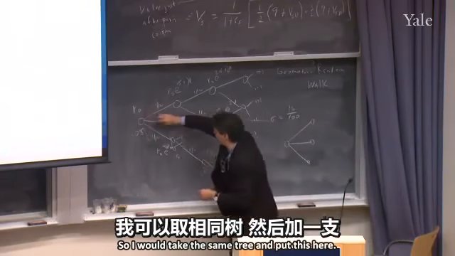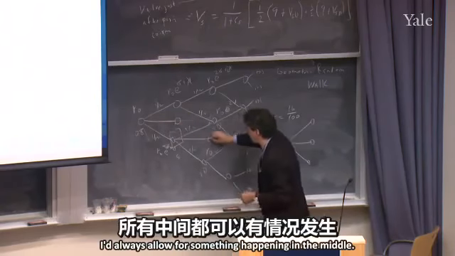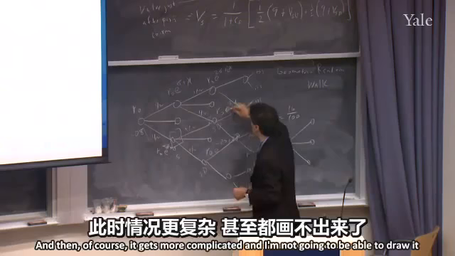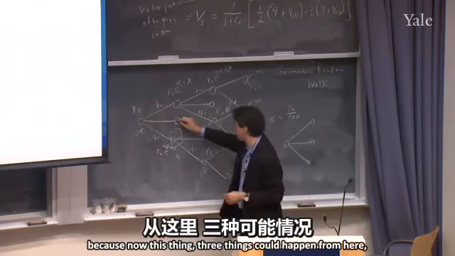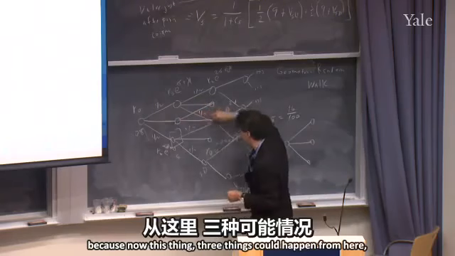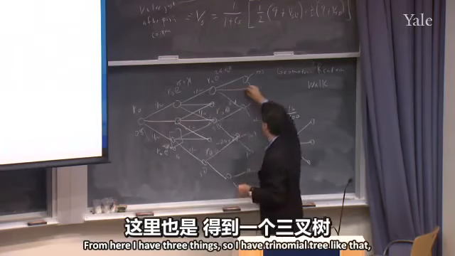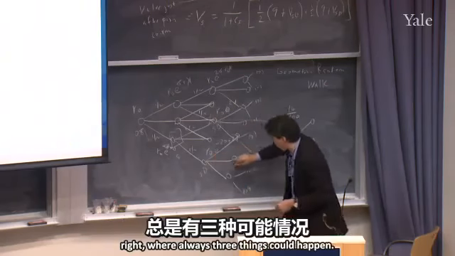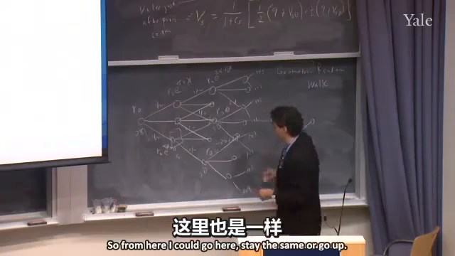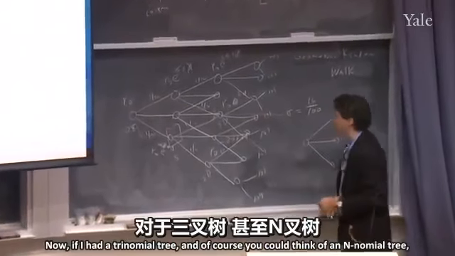Now how would I create it? I would take the same tree and always allow for something happening in the middle. Then of course it gets more complicated, and I'm going to be able to draw it because now 3 things could happen from here, and from here 3 things could happen. So I have a trinomial tree like that, where always 3 things could happen. From here I could go down, stay the same, or go up.